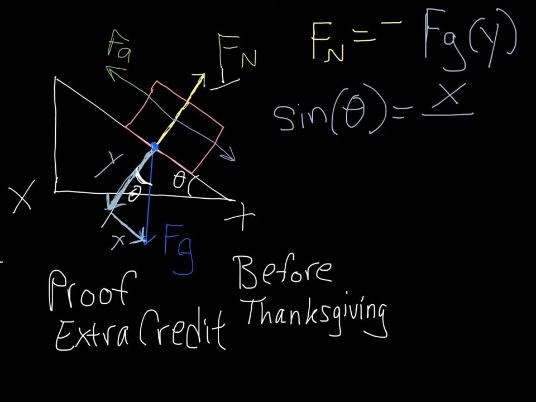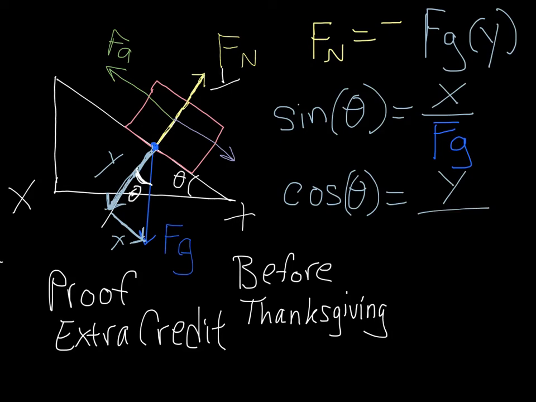which is Fg, the actual weight of my object. And then cosine of theta is going to be equal to my adjacent, which is y, divided by Fg, which is the weight of my object. So that's how you would break those up into their pieces.